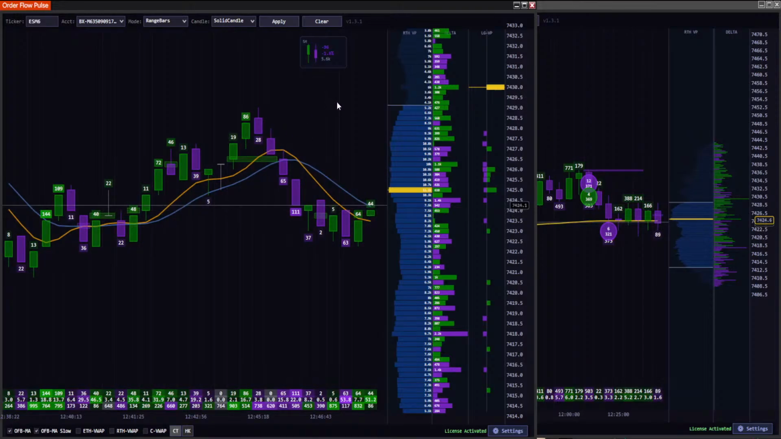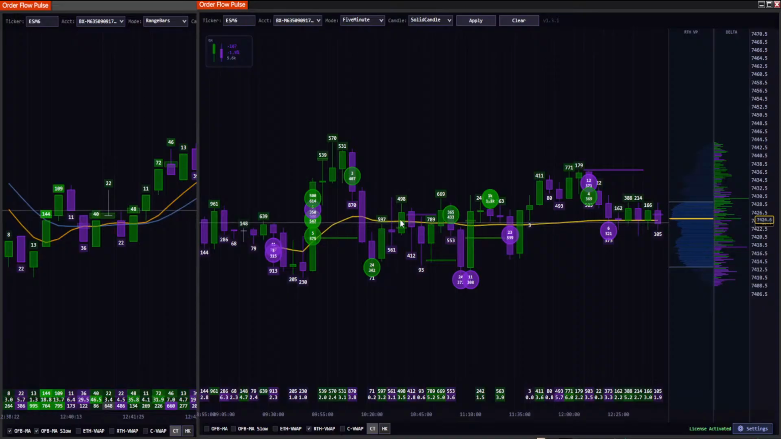And you're in the range. And look at this VWAP right here. Look at that. Volume weighted average price. That thing is just completely off.